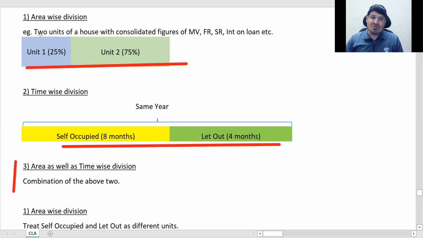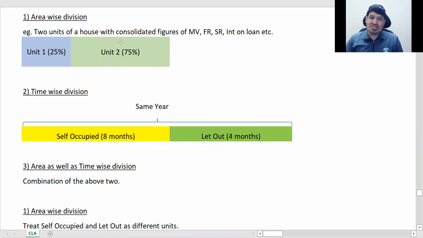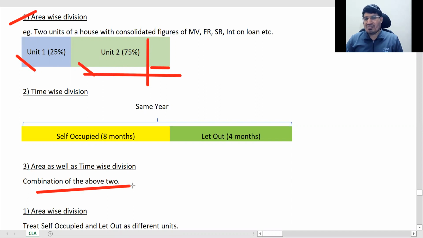For example, see the first house here, this is my self-occupied one and the green one I have let out. Now in the green one also, for 8 months I have let it out, and for the other 4 months I am making it self-occupied. Getting the point? This case is a combination of area-wise division, which was the first case, and time division, which is the second case.